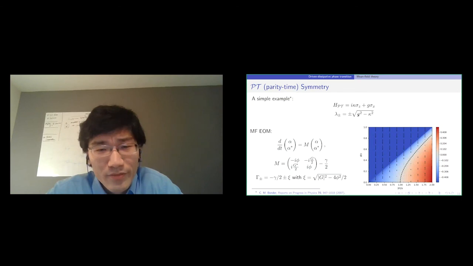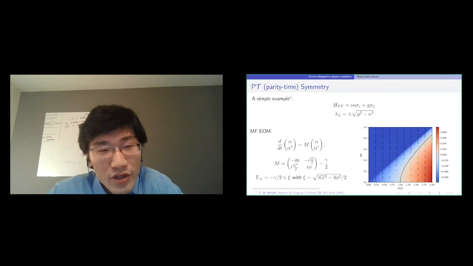So for us, we can write down the equation of motion, the mean-field equation of motion, using a matrix form. We can say that the matrix form has a matrix part and a constant part. If you compare this matrix part and this non-Hermitian matrix, you can say that they look basically similar. And then you can show that there's always a parity-time symmetry.